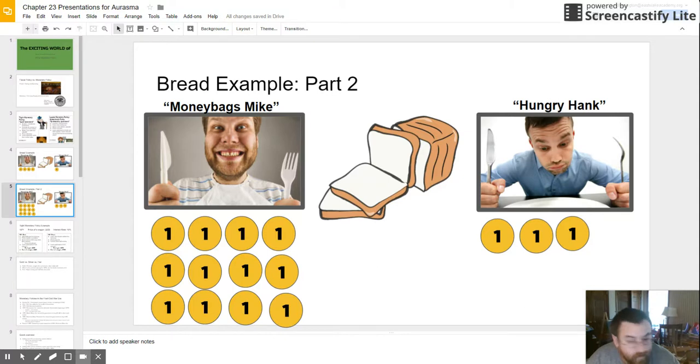So Moneybags Mike is still Moneybags Mike. He's tripled his worth, and Hungry Hank has tripled his worth as well. But what has it done to the price of bread? Now, Moneybags Mike is still going to get the bread. I mean, he's still got all that money. But what's happened to the price of bread? Since we have increased the money supply, it is inflated and has gone to $4. It's doubled in price. That is going to be the issue we're working with.